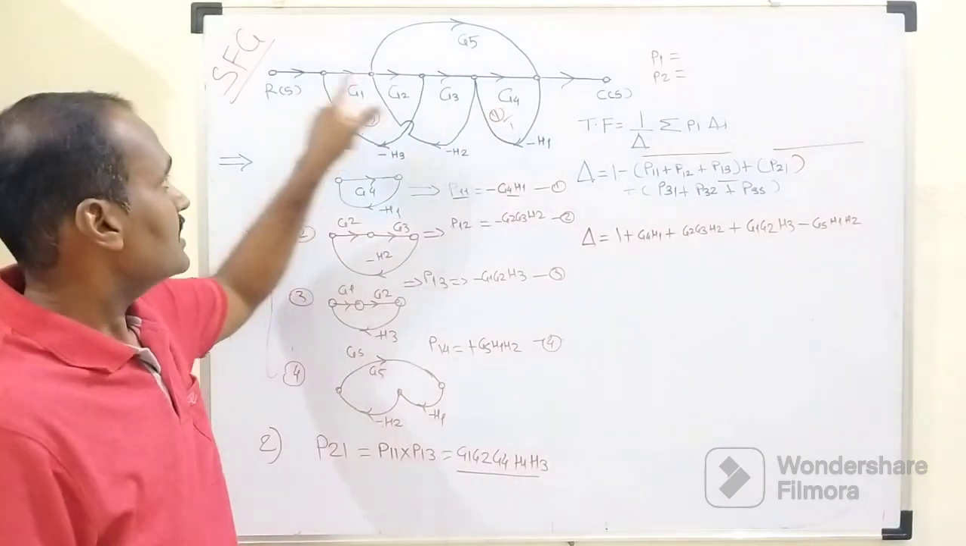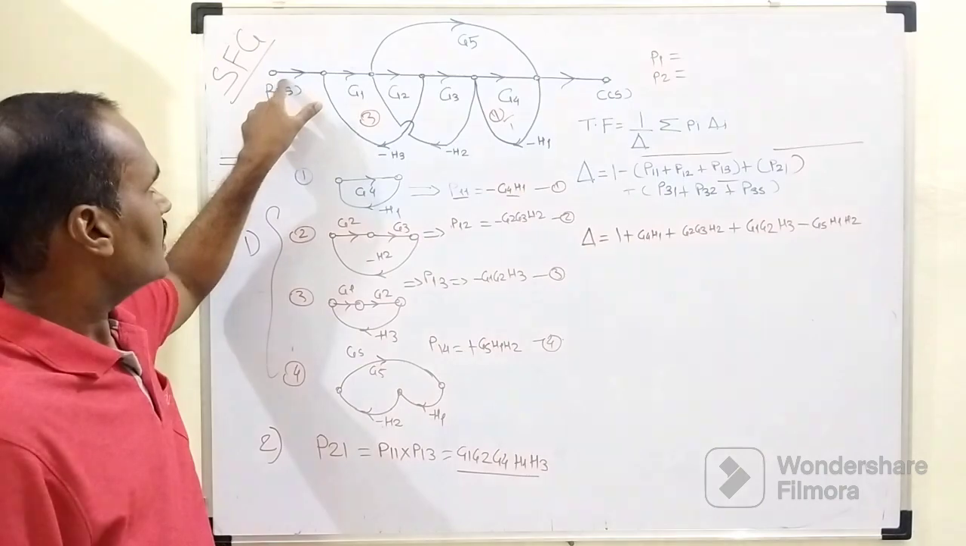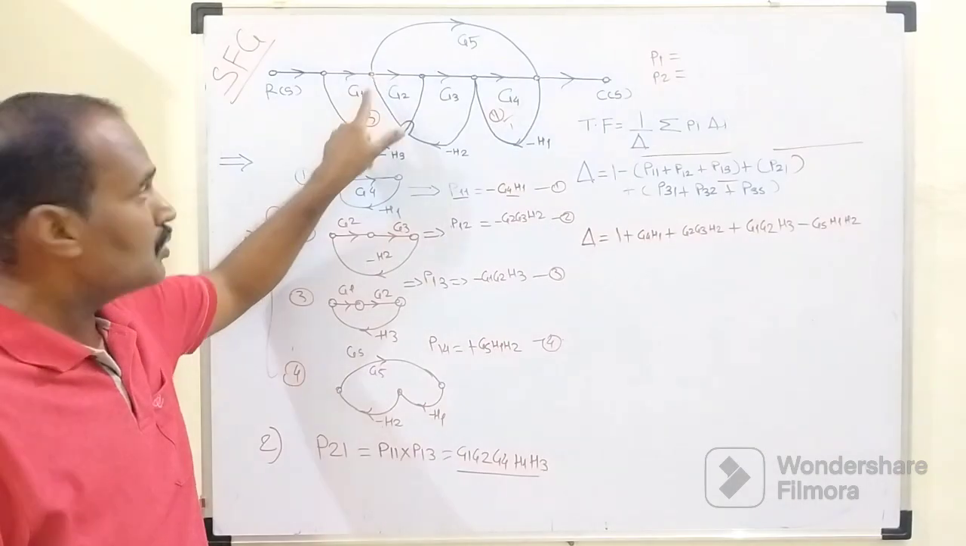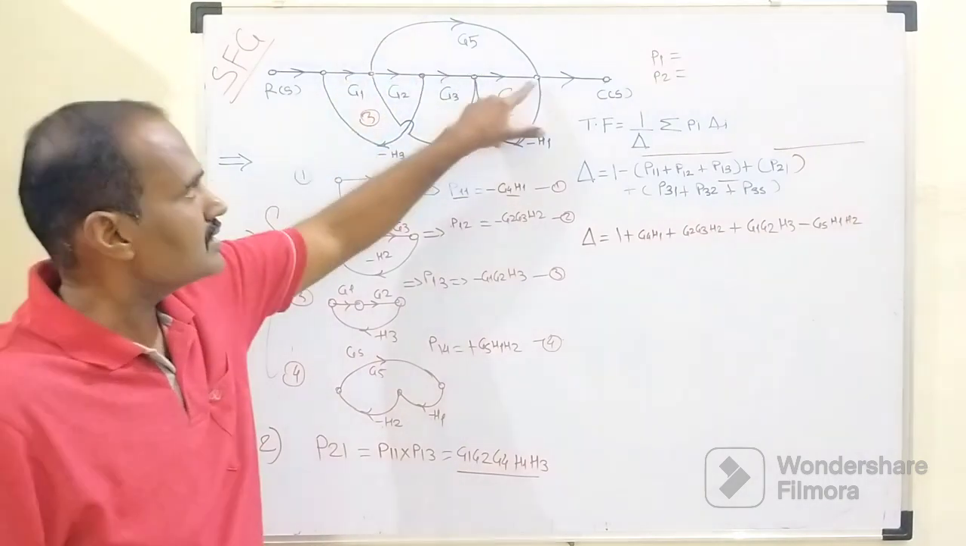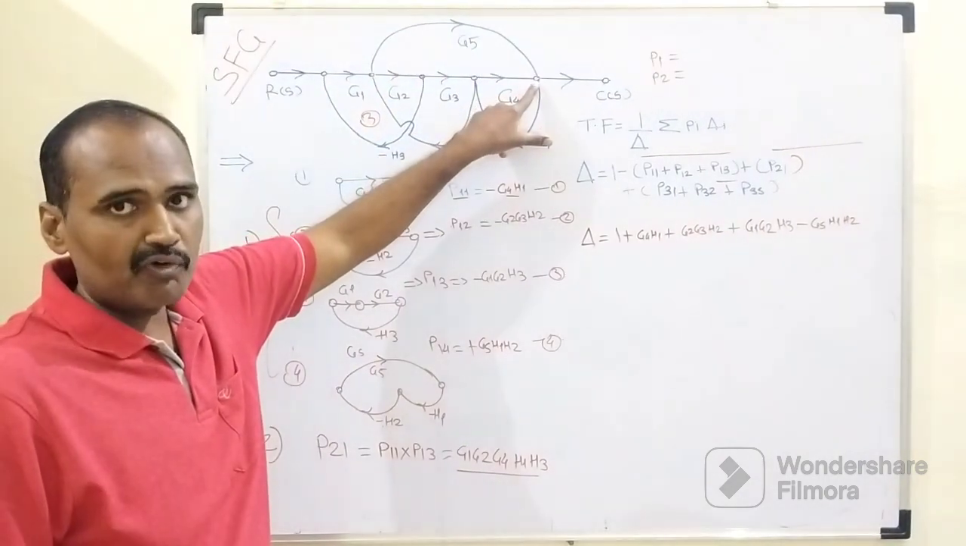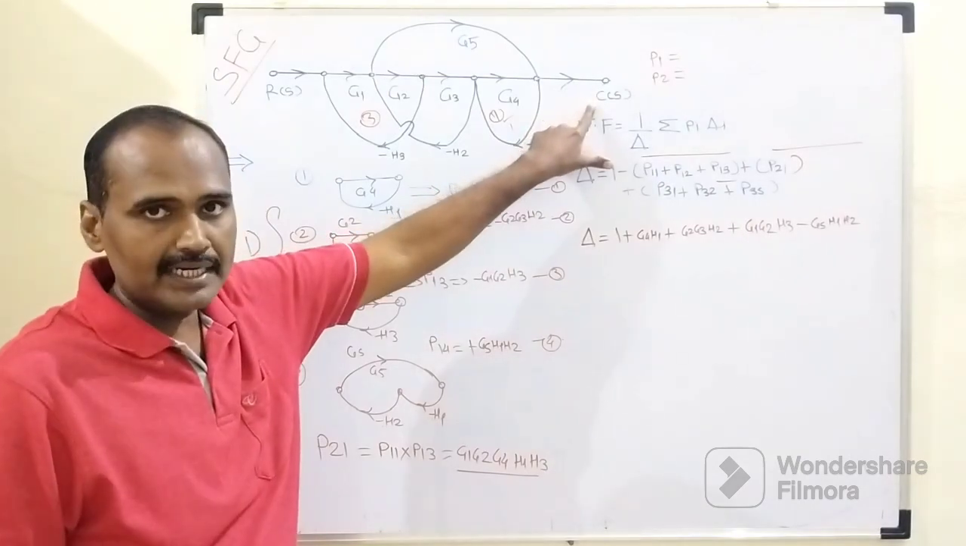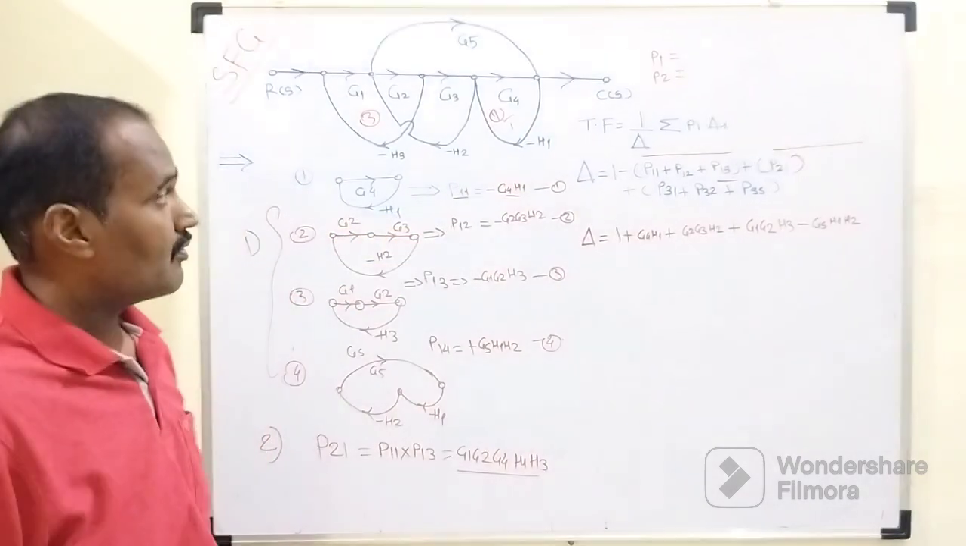The second forward path is, once we start our journey with this R, when we come across this particular node belonging to G1, then from this G1 with the help of this forward path whose gain is G5, again we can terminate our journey at this C. So there are 2 forward paths.